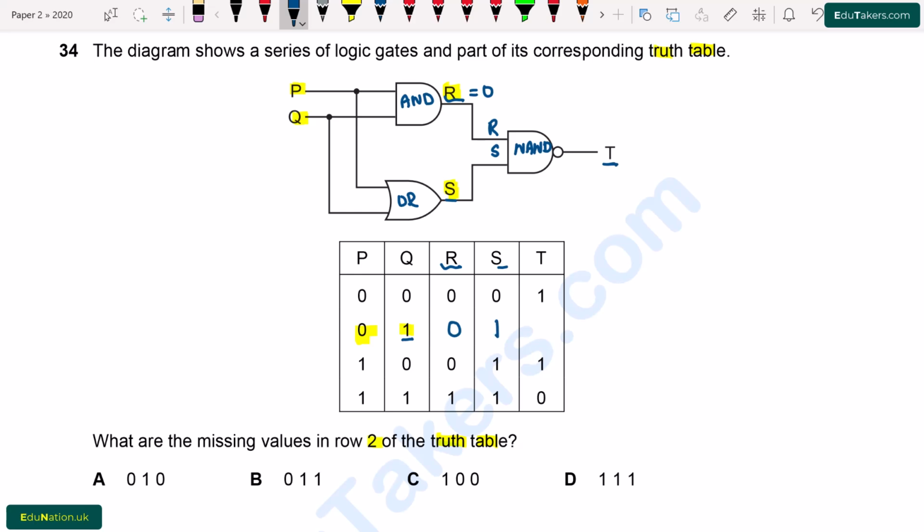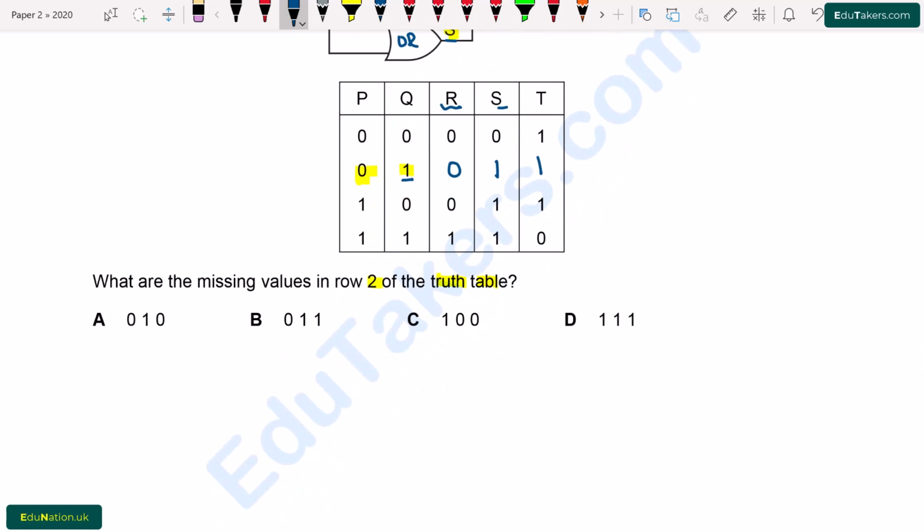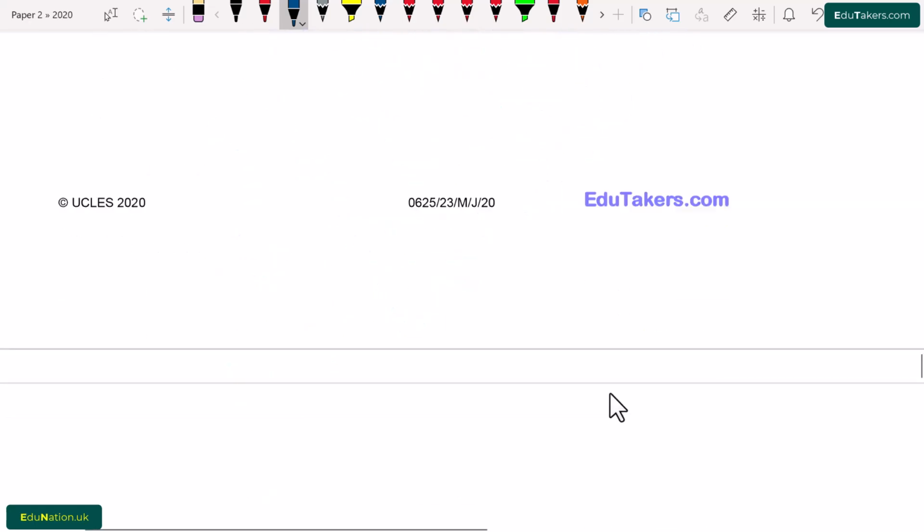So both of these, 0 and 1, when we apply NAND gate, first of all we apply AND gate, then invert the value to apply NOT gate. So 0 and 1, when we apply AND gate gives 0, and when we apply NOT gate, 0 changes into 1. So that's why here will be 1. So option B is the possible option, which shows 0, 1, 1. So we have complete the truth table according to given circuit.